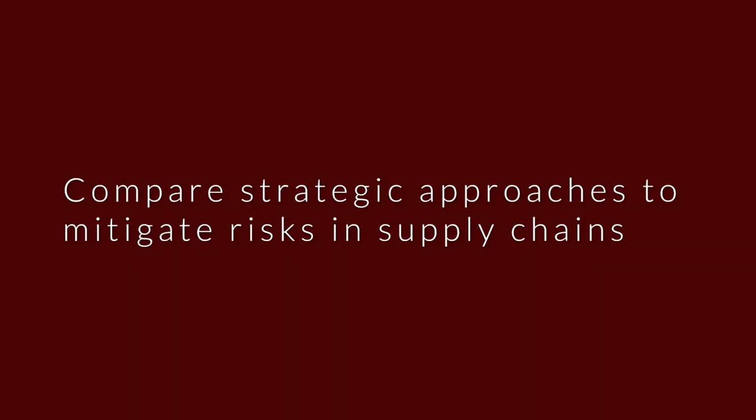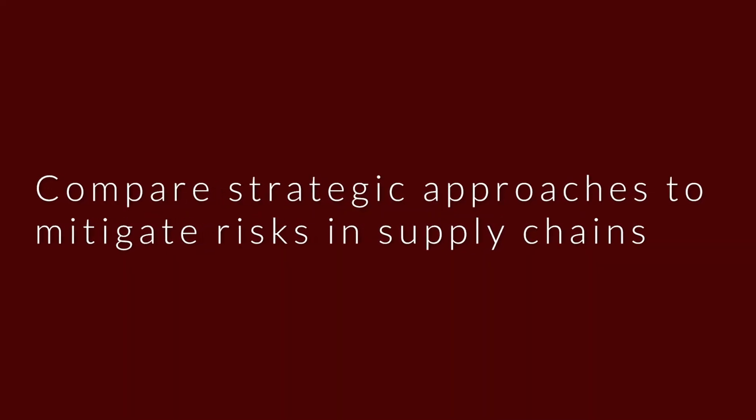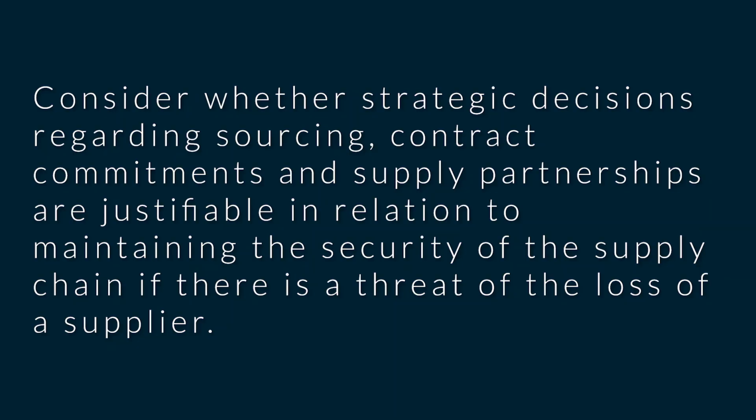Now let's compare strategic approaches to mitigate risks in supply chain. When it comes to managing supply chains, especially issues dealing with security and those sorts of threats, you'll have to consider whether strategic decisions regarding sourcing, contract commitments, and supply partnerships are justifiable in relation to maintaining the security of the supply chain if there is a threat of the loss of the supplier. And this is where you start thinking of an alternative supplier, or you need to come up with a sourcing strategy.